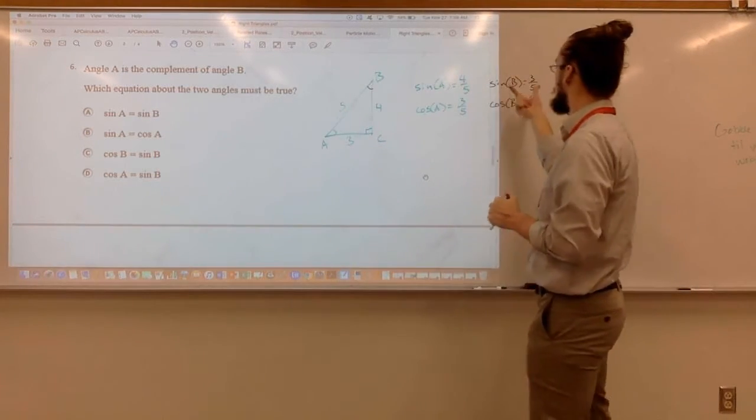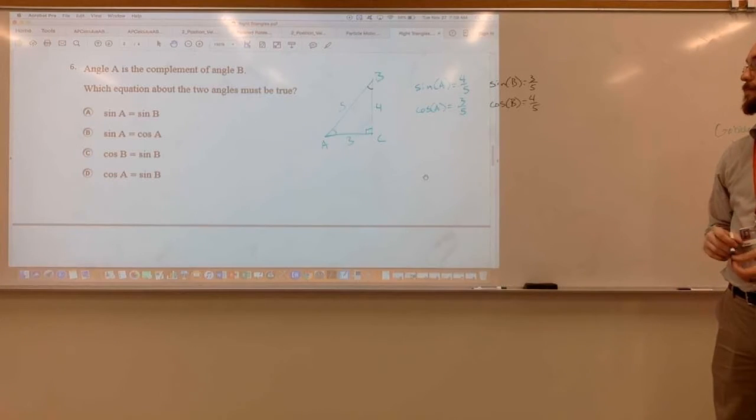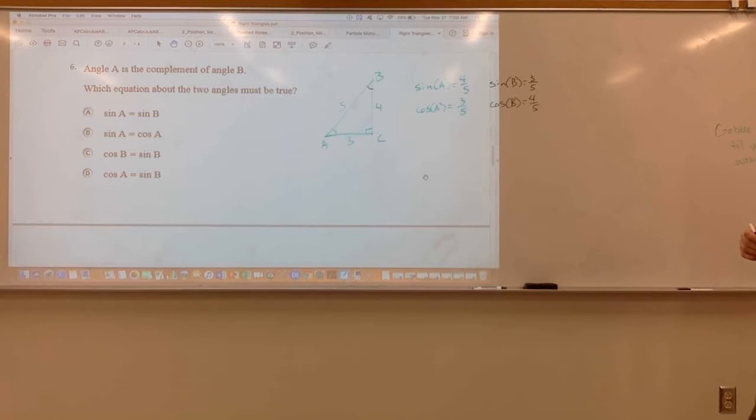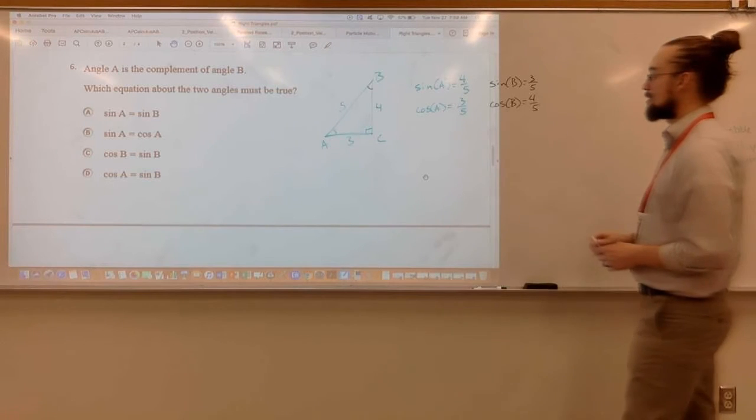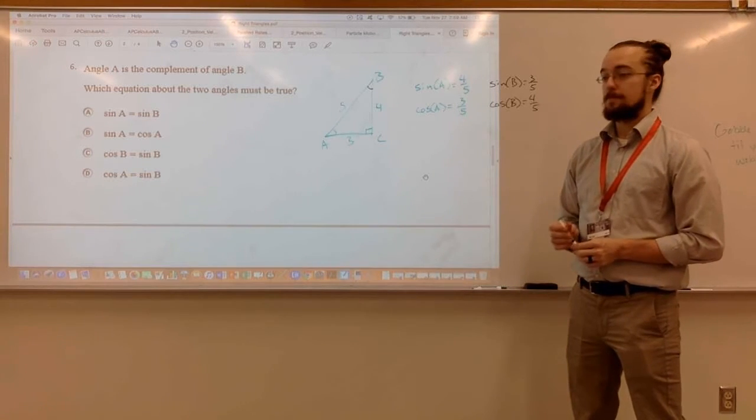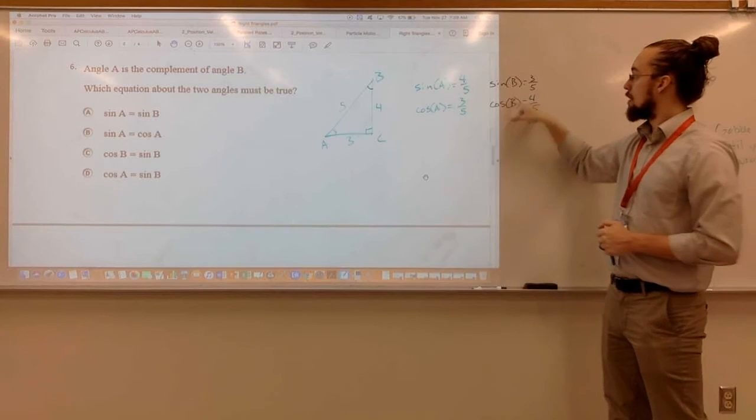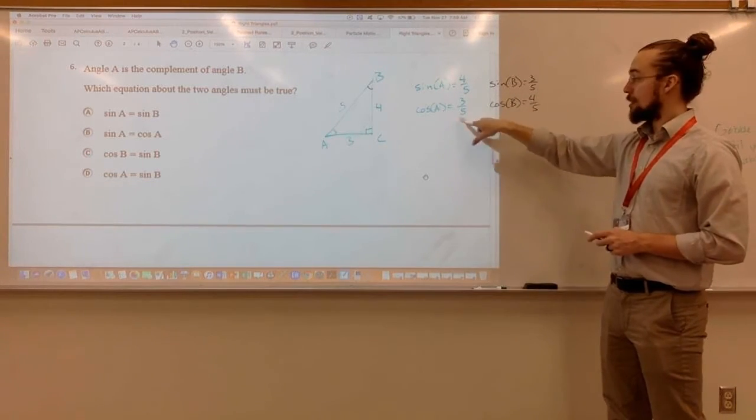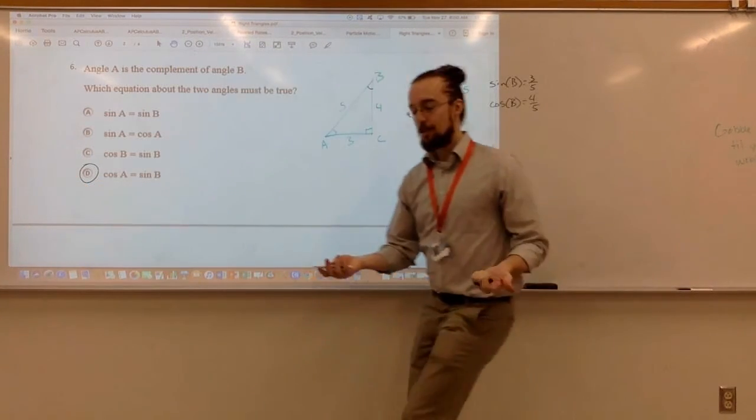So now that we've assigned some values to these, which of these four statements is true? I've heard three different answers. So let's look at our values. Cosine of A is 3 over 5. And sine of B is 3 over 5. So cosine of A and sine of B are equal to each other, right? D would be our correct answer here.